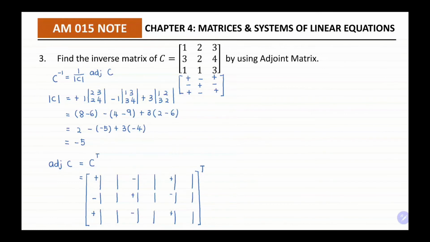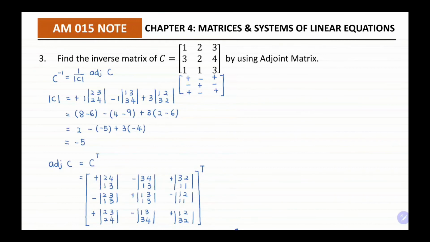So, close number 1: 2, 4, 1, 3. We close number 2: 3, 4, 1, 3. We close number 3: 2, 3, 2, 1, 1. We close number 3: 2, 3, 1, 3. We close number 2: 1, 3, 1, 3. We close number 4: 1, 2, 1, 1. We close number 1: 2, 3, 2, 4. We close number 1: 1, 3, 3, 4. And last, we close number 3: 1, 2, 3, 2.